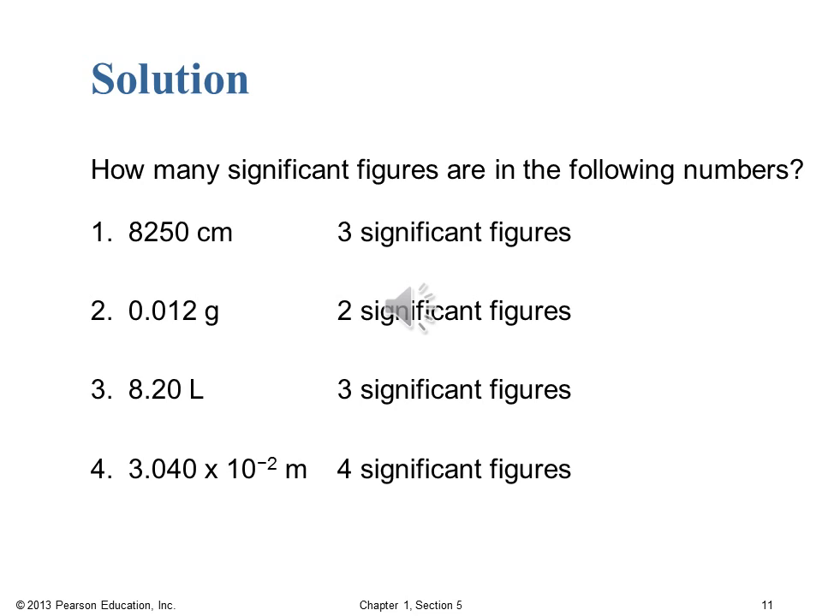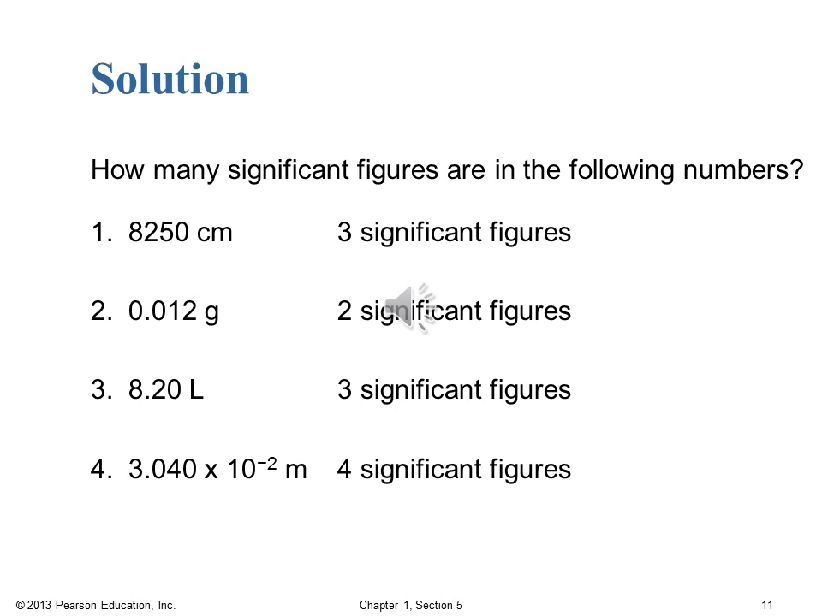For number 2, we have just the 2 significant figures, those 2 non-zero digits at the end. The first 0 and the second 0 are just placeholders to let us know that we're going into the hundredths place and thousandths place before we have anything significant. If we were to rewrite that in scientific notation, we would have 1.2 times 10 to the minus 2 grams. So scientific notation is a nice way to figure out exactly how many sig figs you have.